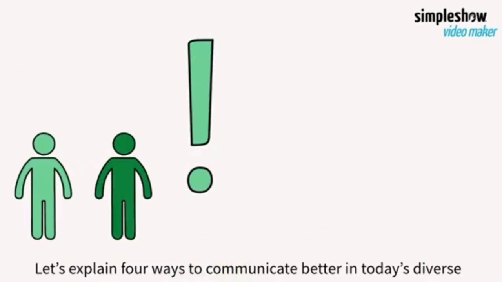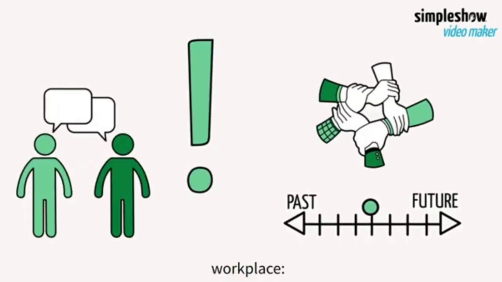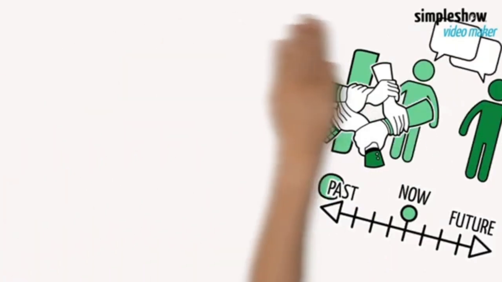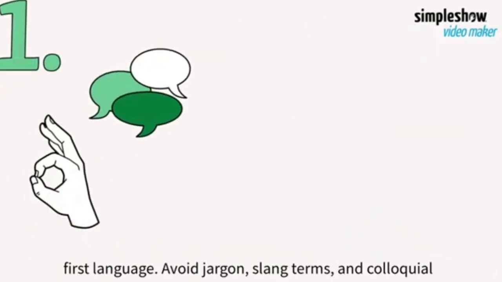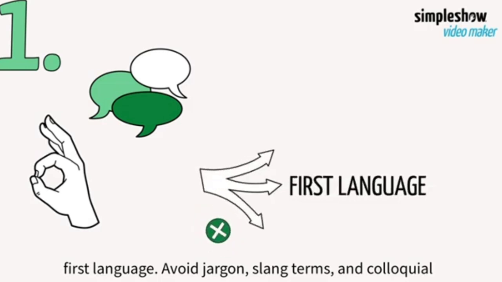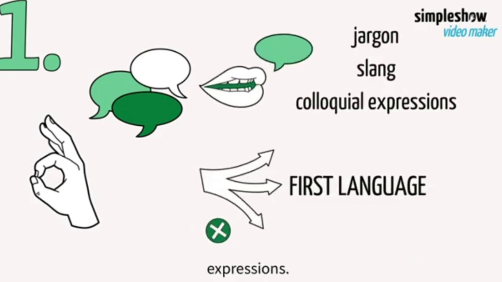Let's explain 4 ways to communicate better in today's diverse workplace. 1. Keep your language clear and simple, as you may not share the same first language. Avoid jargon, slang terms, and colloquial expressions.